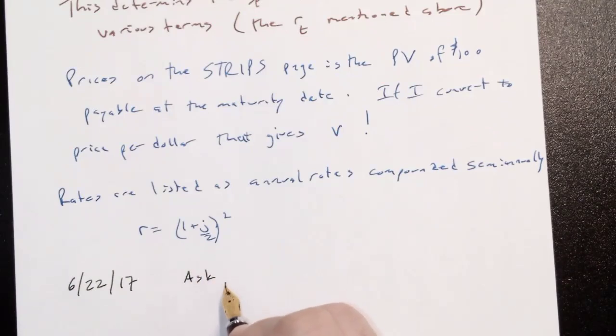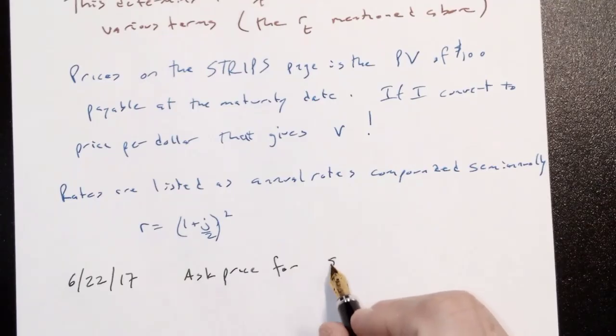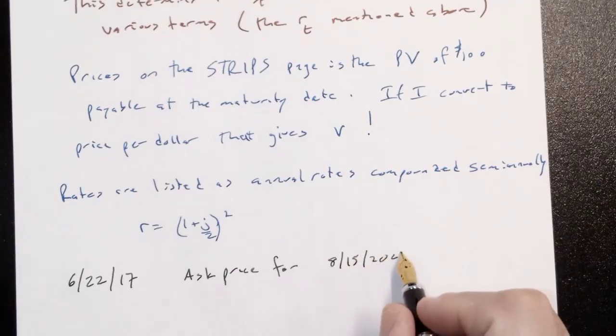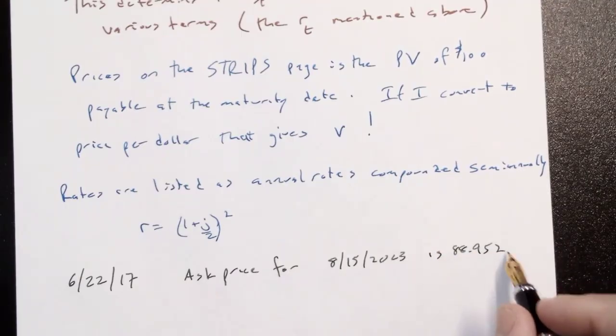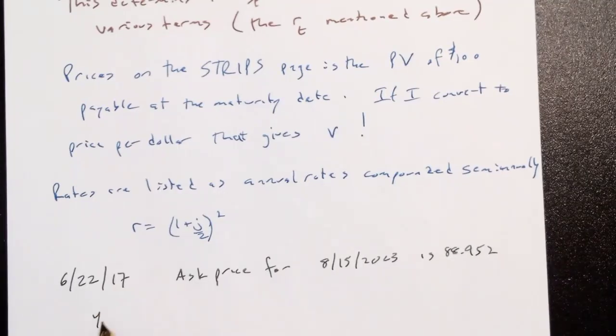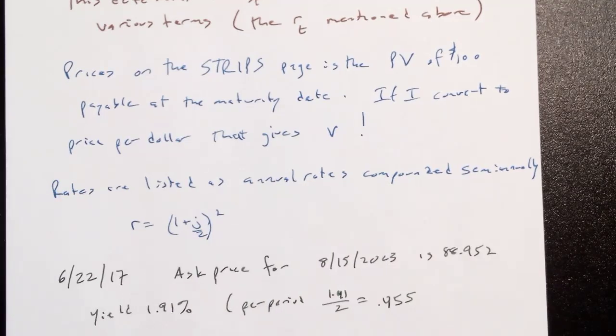Ask price for August 15th, 2023 is 88.952. Yield 1.91%. So per period is half that, 0.0955.